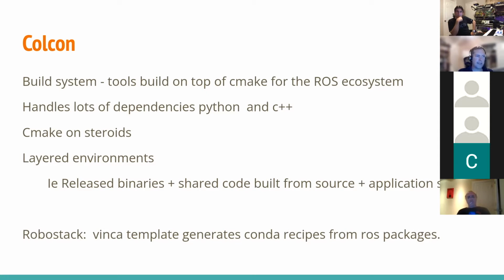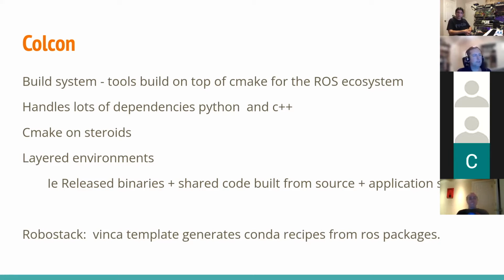There's this robot stack, which also has a Vinca template generation system that generates Conda recipes for ROS packages. I think this is cool. There's not a lot of momentum in the ROS community, but I thought it was really neat that they were using Conda to build ROS. And so the idea is, instead of having the installation process that you go through with ROS, it's just Conda installable to get the packages. And Conda is good at handling C++ and Python dependencies.